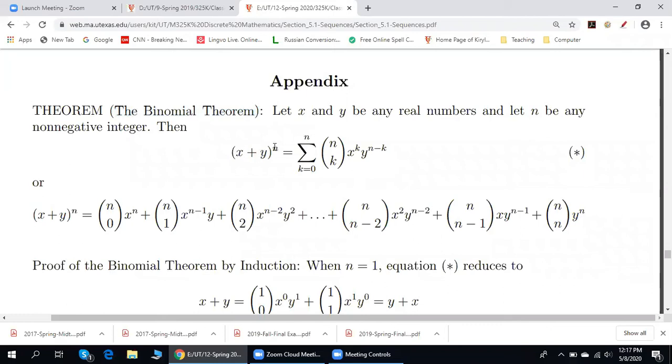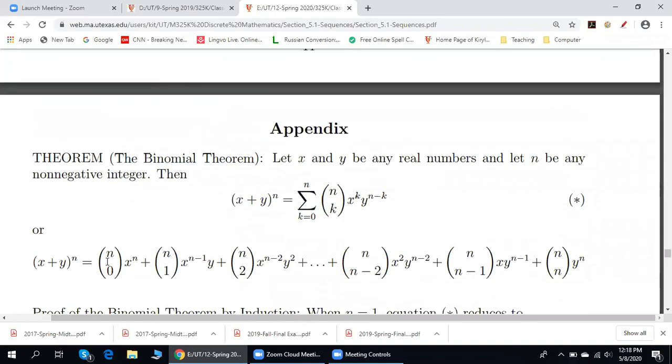X plus y to nth power is equal to this. Or, in expanded form, x plus y to nth power is equal to n choose 0 times x to nth power. By the way, observe that n choose 0 is 1, plus n choose 1 times x to n minus 1 times y, plus and so on, plus n choose n, y to nth power.